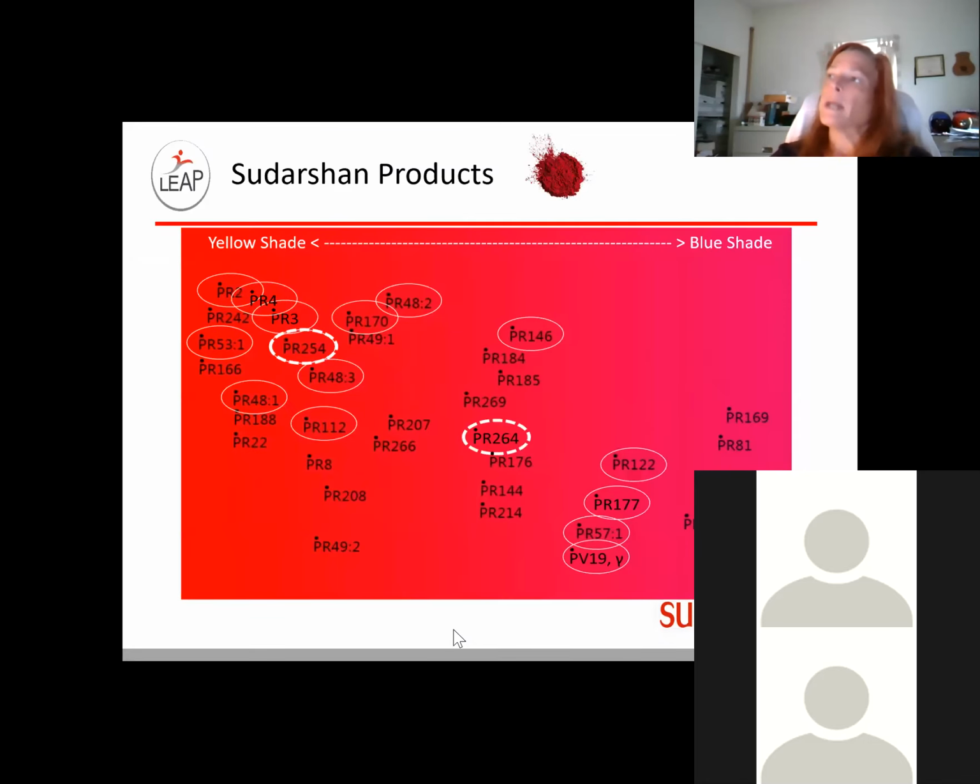Again, from the Sudarshan portfolio, I've pulled out the red space, and you can see the circled products. Color indexes are products that Sudarshan produces, and of course the two DPP chemistries that we have are the Pigment Red 264 primarily, and the Red 254.